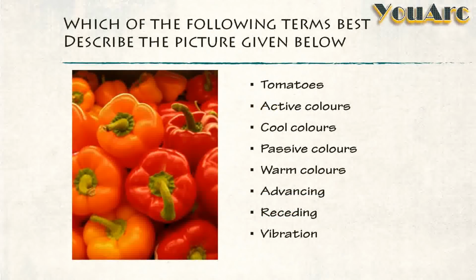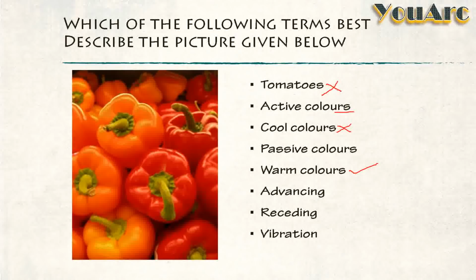Which of the following terms best describe the picture given below? So here they have given capsicums, right? So they are not tomatoes. Active colors, they have given active colors. Cool colors, no, they are not cool colors here. So this is wrong answer. So passive colors, okay, they are warm colors. Yes, they are warm colors. Advancing, receding, vibration. Okay, let's go into the detail right now.